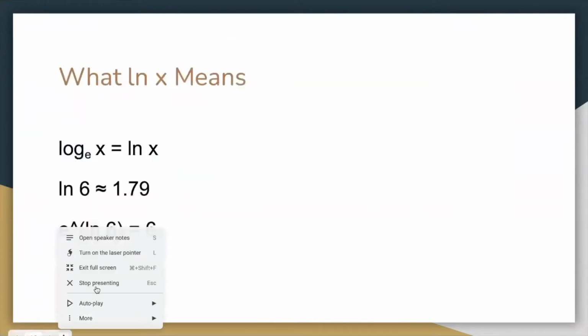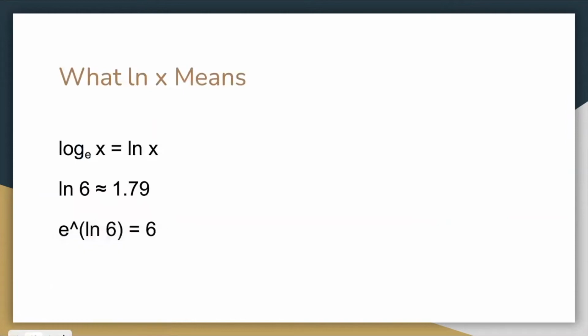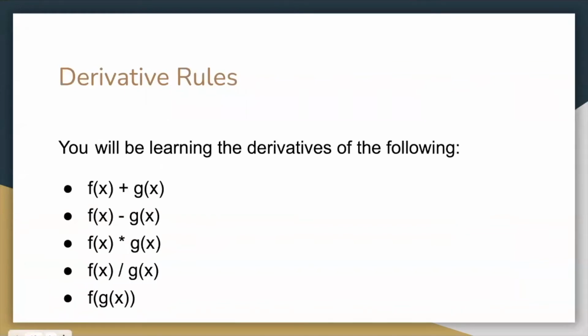All right, and now that you know what e is and hopefully what logarithms are, you can know what ln of x means. Ln of x basically means log with base e. So ln of 6, for example, means e to the power of what equals 6. And you can plug that into a calculator and you would get approximately 1.79. All right, and now you're going to learn about the derivatives of the following.